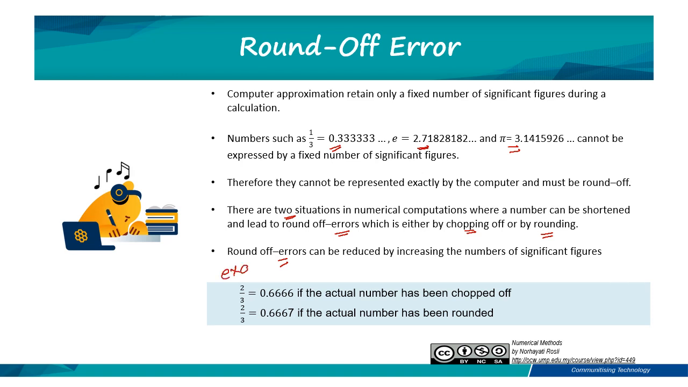For example, 2 over 3 is equal to 0.66666666666. If you chop off the number, that means you just have 0.6666. And if you round off the number, that means you will have 0.6667. So that is the difference between chop off and round off.